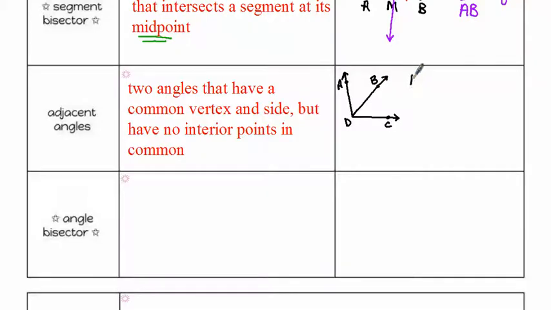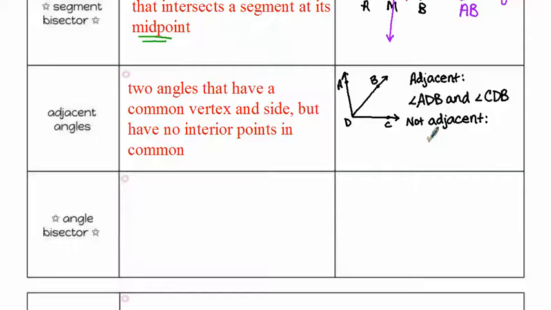And you have to be very careful about which ones are adjacent versus which ones are not. So we're going to identify some adjacent angles first, and then we'll look at some that are not adjacent, and you'll see how it works and how they are different. Okay, so our adjacent angles, I'm going to start with angle ADB, and angle CDB.